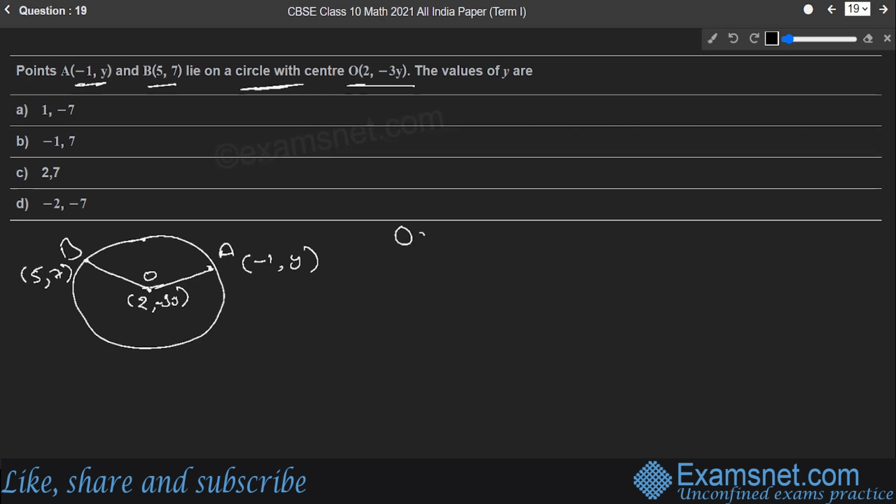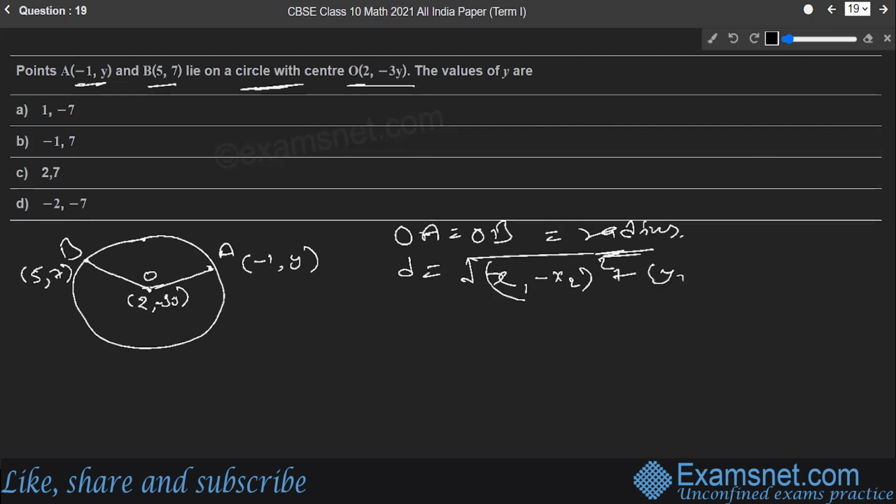So obviously OA is equal to OB, because they are the radius of the circle, and the radius is always equal. So we can use the distance formula, which says the square root of (x1 minus x2) whole squared plus (y1 minus y2) whole squared. Let us use this fact, since we know OA is equal to OB.